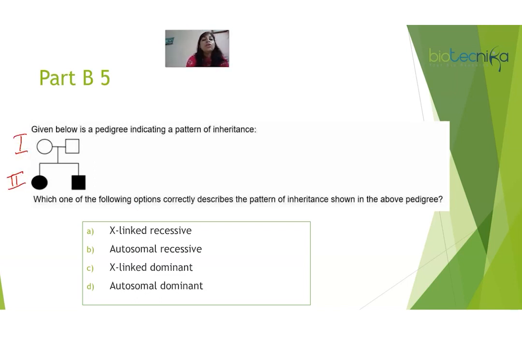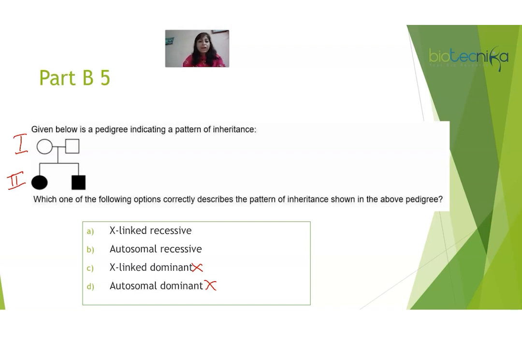Now that is what is not happening here, because both the individuals of the second generation are affected, but none of their parents are affected. That means it cannot be a dominant trait. It cannot be X-linked dominant or autosomal dominant. So you can simply eliminate them.